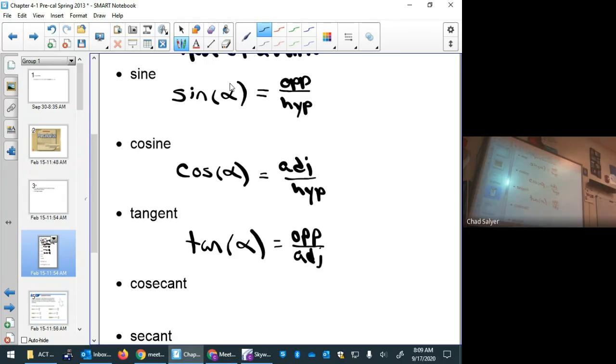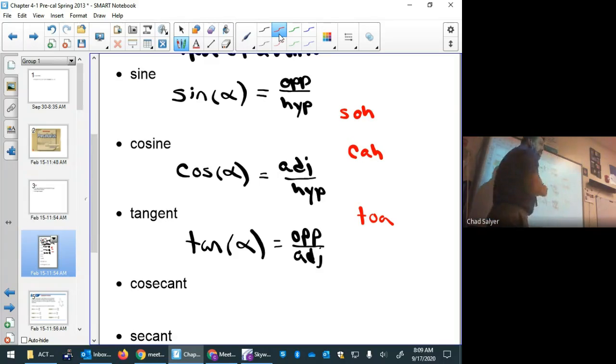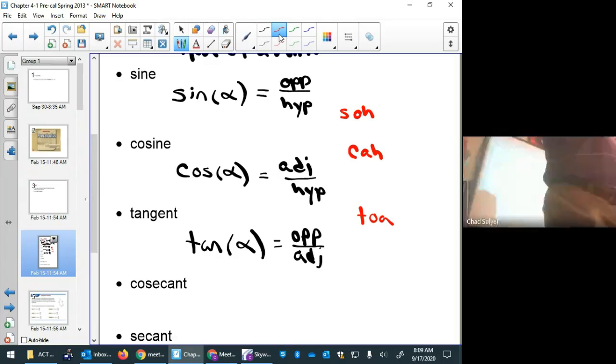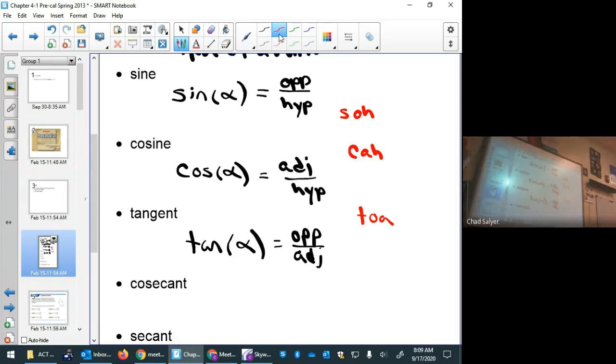Now, there are a lot of memory devices here. So the first one, and the one I like, is SOHCAHTOA. So the sine is the opposite over the hypotenuse, the cosine is the adjacent over the hypotenuse, and the tangent is the opposite over the adjacent. So that's old Indian chief, SOHCAHTOA, smoking a peace pipe in his little wigwam and thinking about triangles. So what do you think about when you smoke a peace pipe?